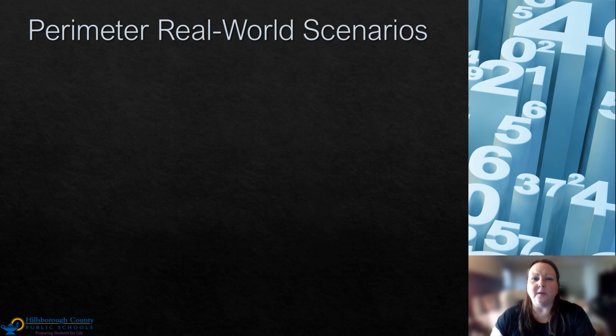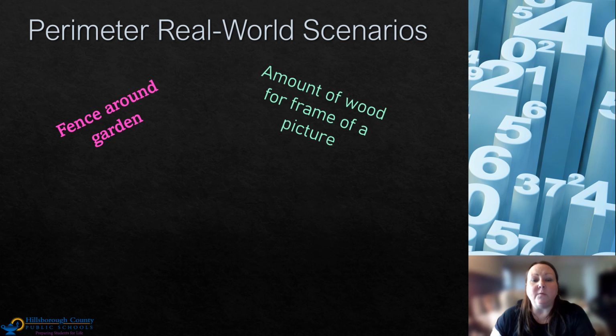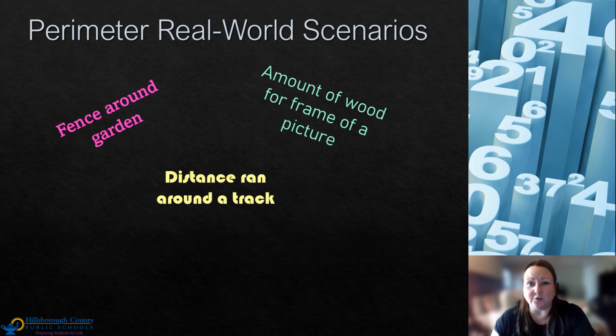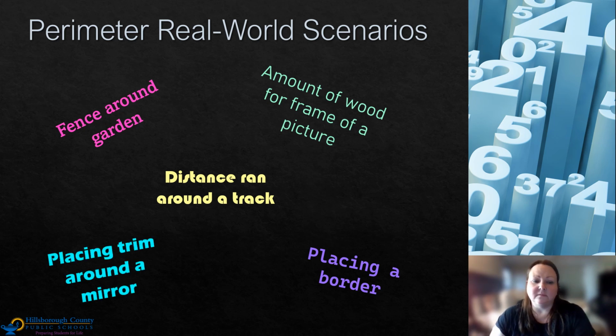In order to truly understand what perimeter is, we need to have some real-world scenarios. So they need to understand perimeter could represent a fence around a garden or a house, the amount of wood for a frame of a picture, the distance I ran around a track, placing a border around something, and placing trim around a mirror. Those are just some examples, but you want to make sure kids are exploring, doing a scavenger hunt, and looking for other examples of what perimeter could be.